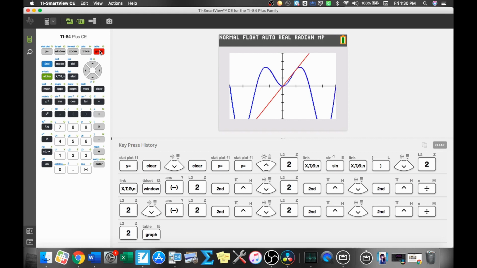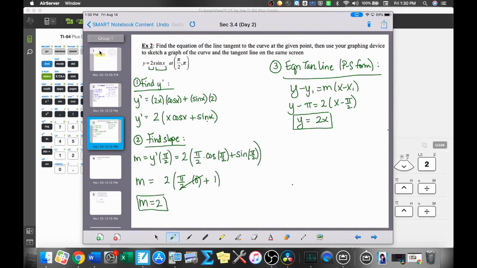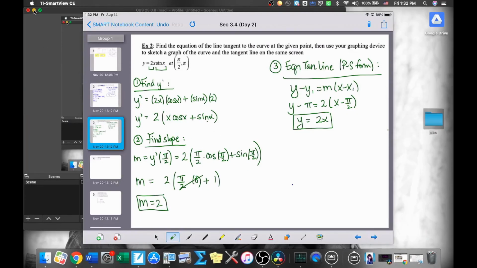Okay, and as we can see, that 2x times sine x does some crazy things, right? But it still does look like some sort of a trig function. It's got the oscillations in it. And then there's my tangent line, and you can see that the tangent line itself has an intersection point right here.